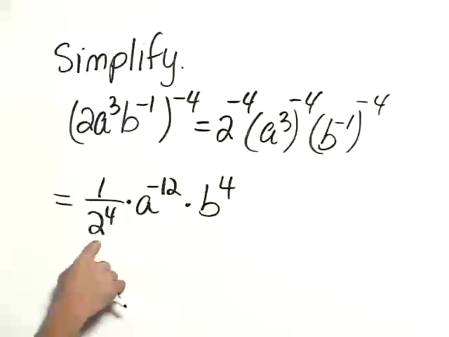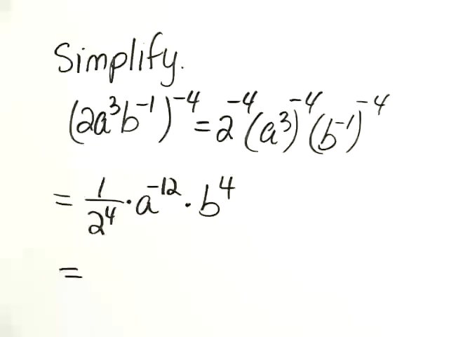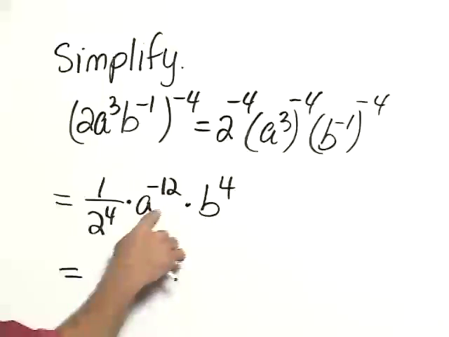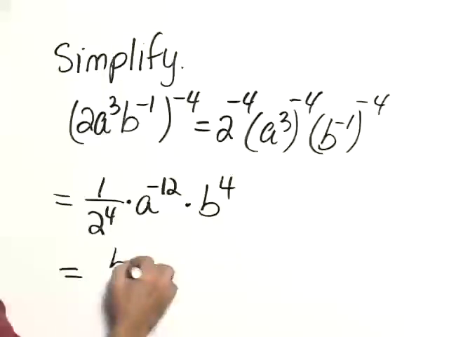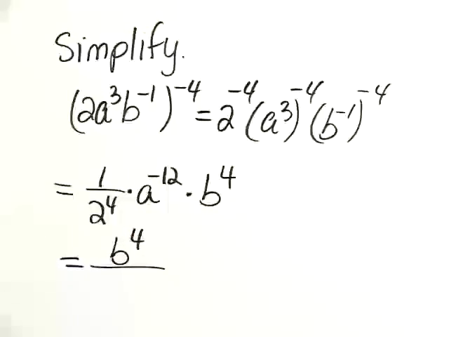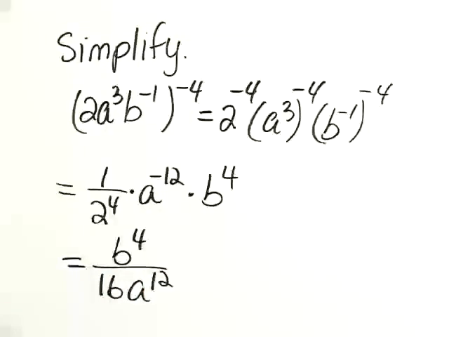We can simplify the 2 to the 4th, that's 16. The a to the negative 12 we can rewrite using positive exponents, and that would put the a to the positive 12 into the denominator. The b to the 4th remains in the numerator, so our answer would be b to the 4th over 16a to the 12th.